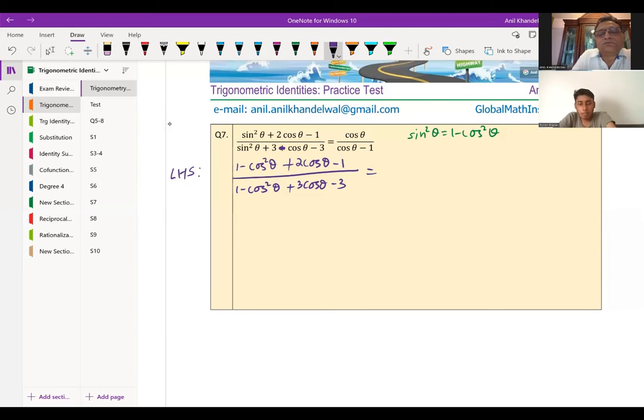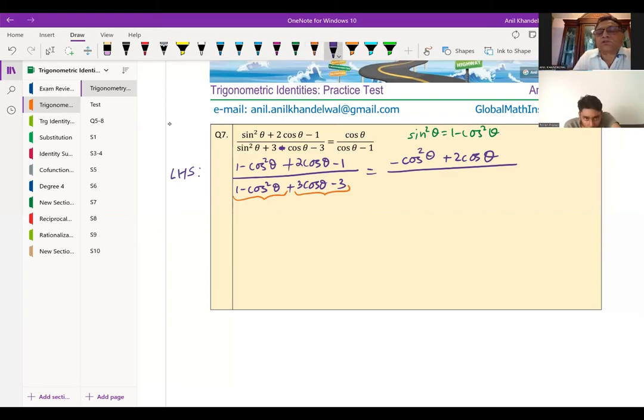So then yes. 1 minus cos square theta plus 2 cos theta minus 1. 1 minus 1 is 0. We are left with minus cos square theta plus 2 cos theta. Divide by 1 minus cos square theta, and here we have 3 cos theta minus 3. So you can actually group factor. Do you see that?